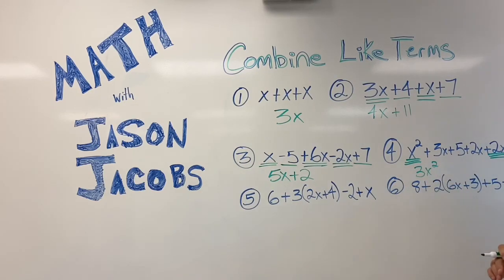3x squared. Now, I'm gonna put the 3x and 2x. Those go together. Positive 3x, positive 2x, that equals 5x. So 3x squared plus 5x. And now just the integer plus 5. So this one simplifies when you combine like terms to 3x squared plus 5x plus 5.